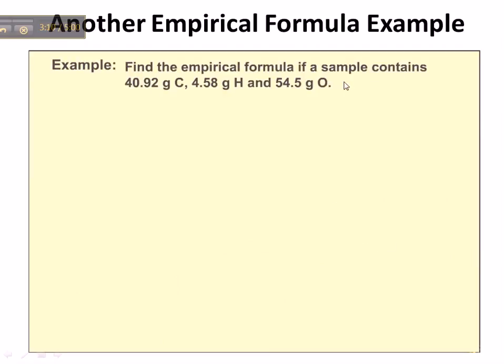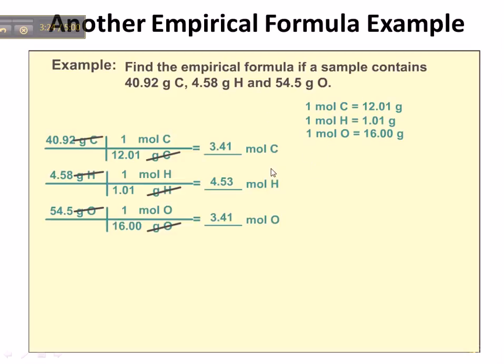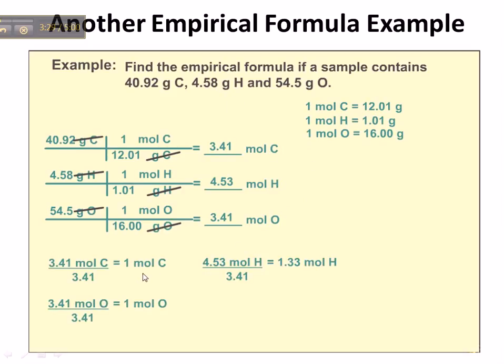Find the empirical formula if the sample contains 40.92 grams of carbon, 4.58 grams of hydrogen, and 54.5 grams of oxygen. So in this case, if you add this up, it's probably 100 grams total. And then here are our molecular weights. So we do the quick math to convert to moles. And then we have to divide by the smallest number, in this case 3.41. And then we can determine our ratio. And so we get 1 to 1.33 to 1. And obviously we can't have this fraction, so we multiply everything by 3 to get rid of that, and so we get a 3 to 4 to 3 ratio.